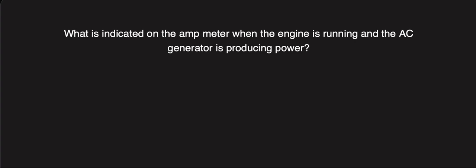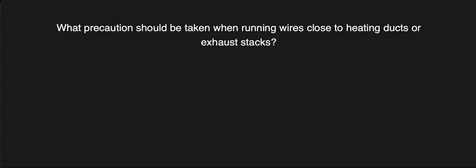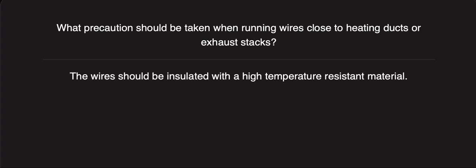Starting with question 1. What is indicated on the amp meter when the engine is running and the AC generator is producing power? This just means that power is being produced. What precaution should be taken when running wires close to heating ducts or exhaust stacks? The wire should be insulated with a high temperature resistant material.